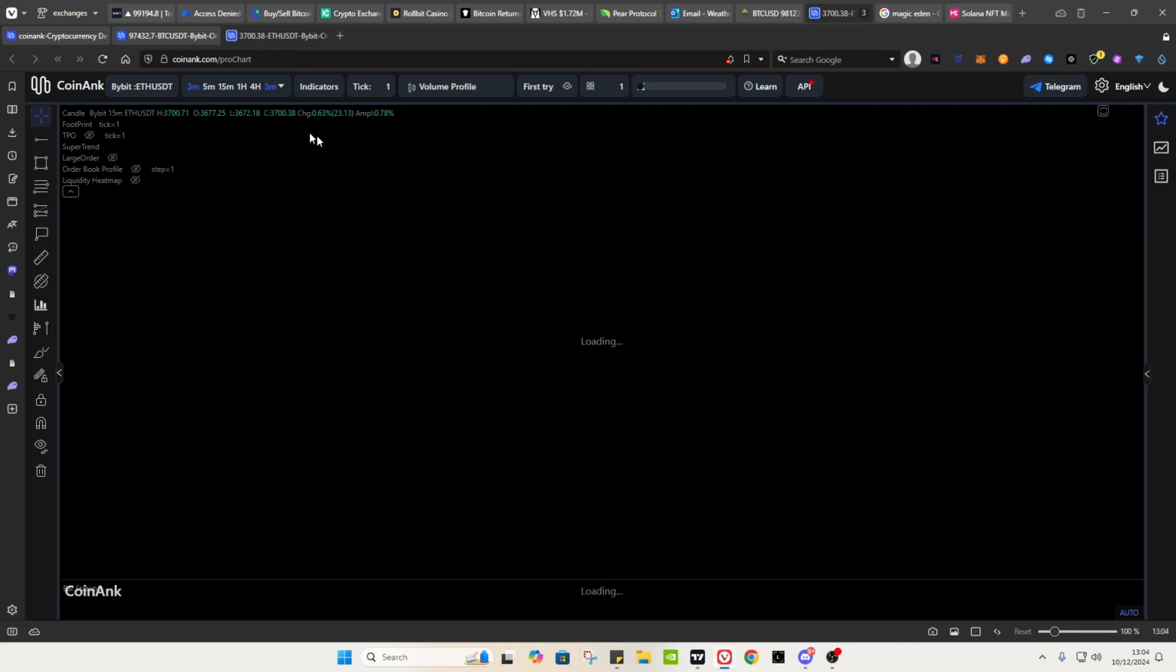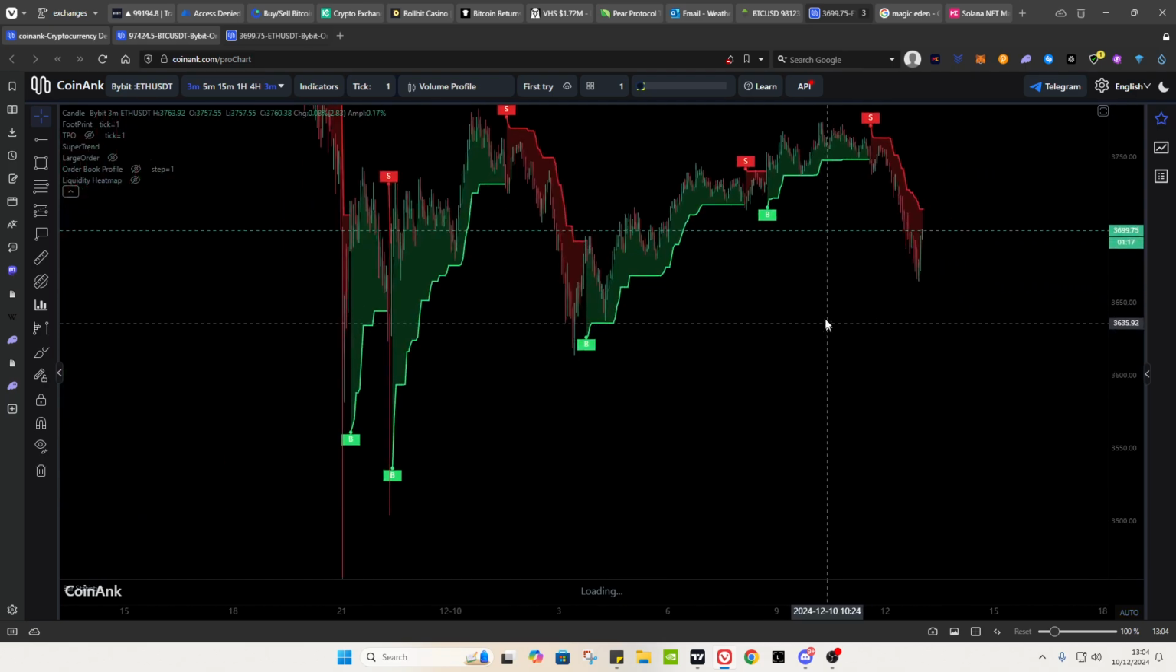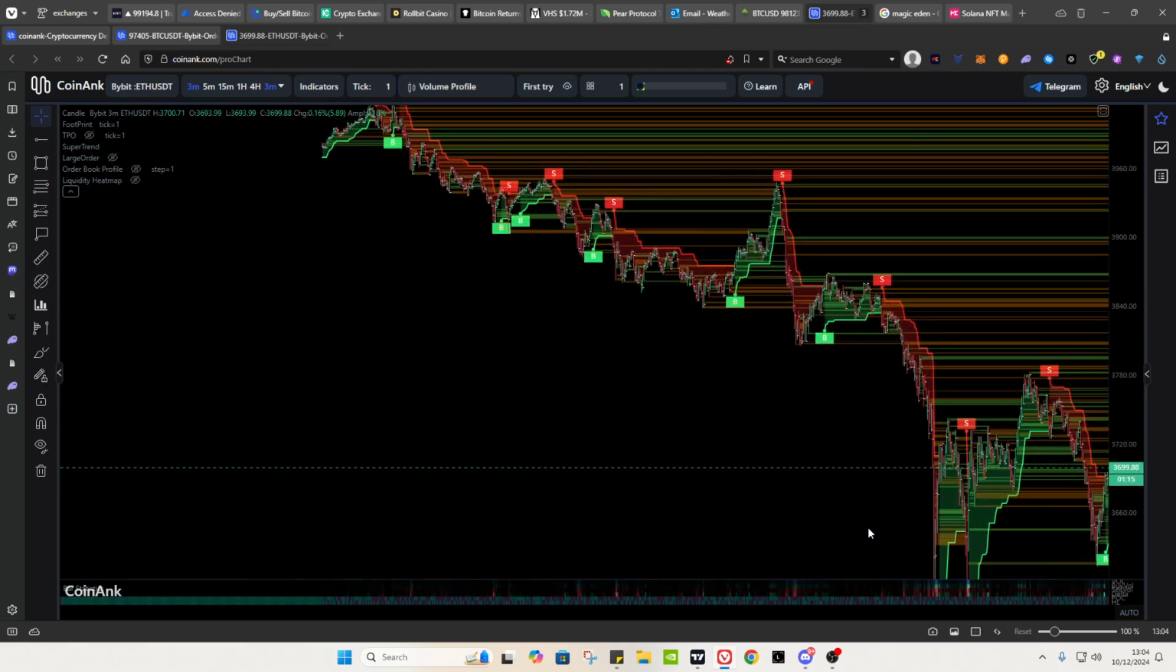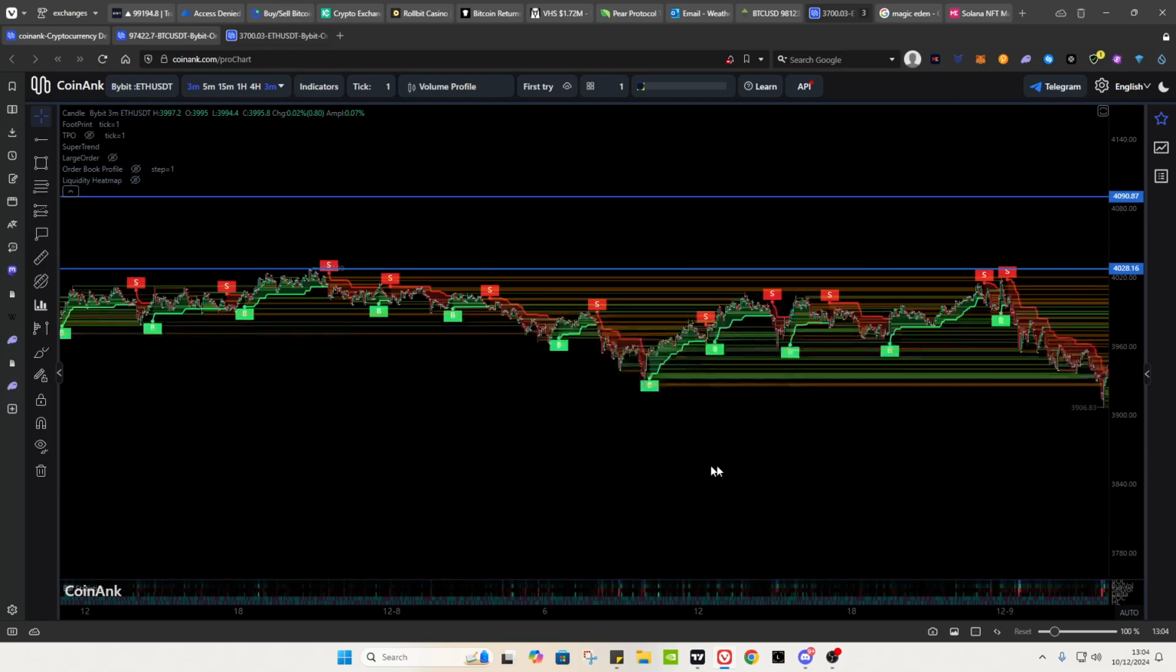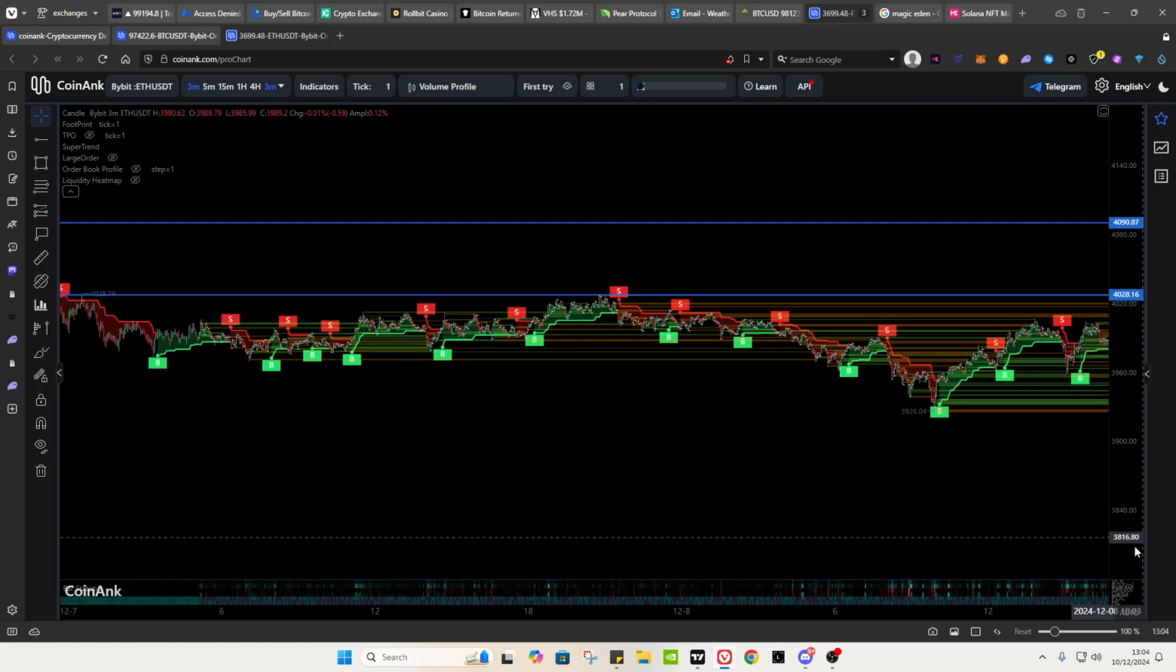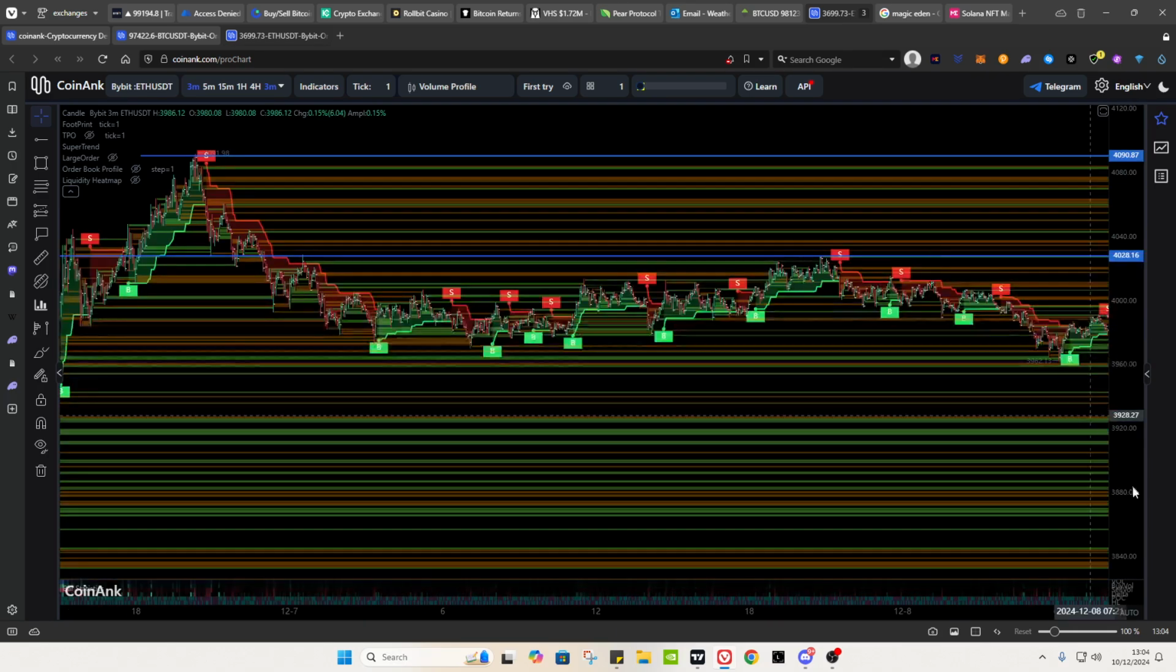Do we have enough data to see this on the 3? One sec, let me take a look. We might have, oh yeah, we do. Great. Okay, let's take a look at it on the 3 then.